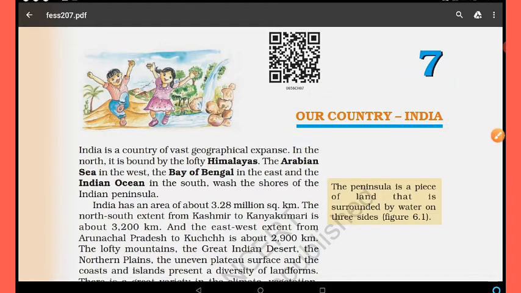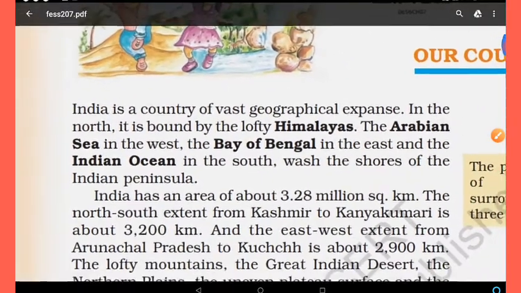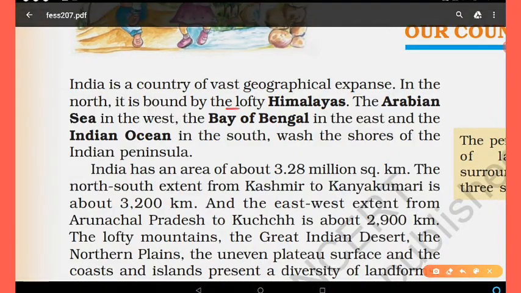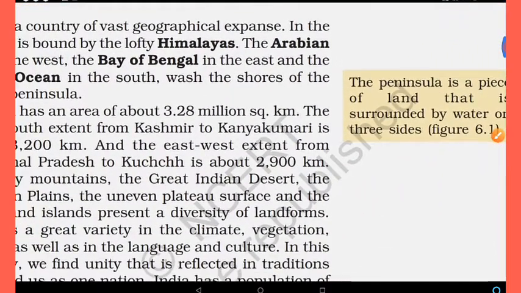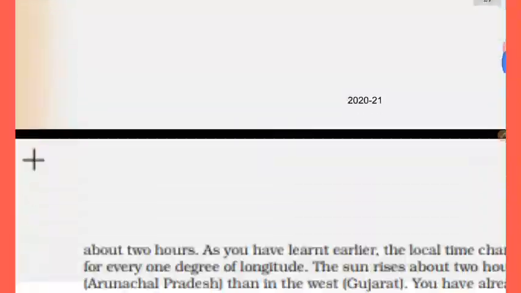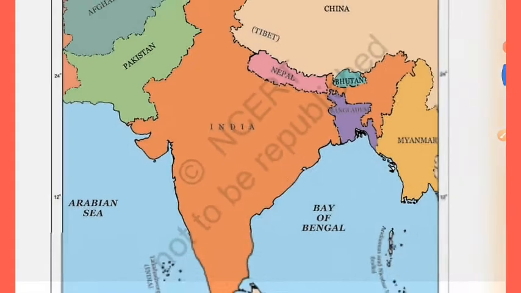India is a country of vast geographical expanse. In the north, it is bounded by the lofty Himalayas. The Arabian Sea in the west, the Bay of Bengal in the east, and the Indian Ocean in the south wash the shores of the Indian peninsula. What is a peninsula? A peninsula is a piece of land that is surrounded by water on three sides. We can see in this map, easily we can understand this one.